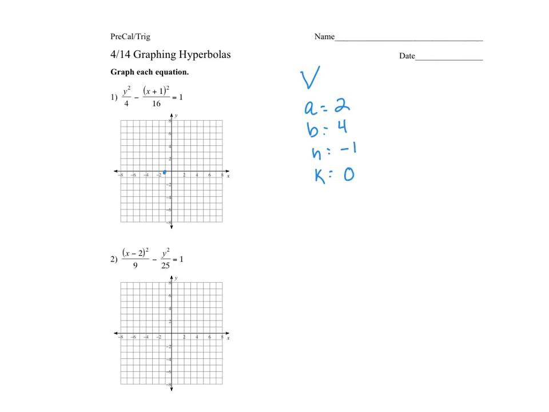Anyway, so since it's vertical, A goes up and down, and B goes left and right. So we're going to go up 2, down 2, and then we're going to go right 4, and left 4. And then we're going to draw that rectangle. I'm going to draw that in red.